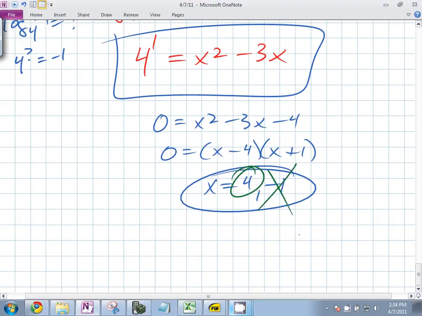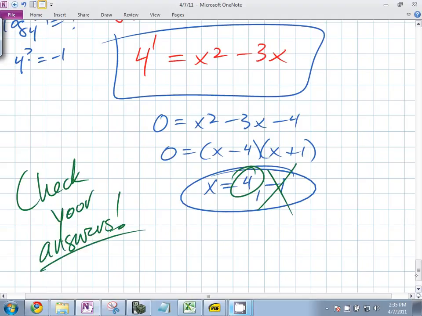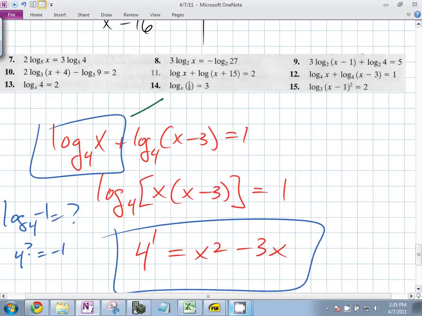Check your answers. I plugged it into the original question. I plugged it in just to the first part, because even if you could plug in -1 right there, which you can, can you plug in -1 to log base 4 of x? No, you can't plug it in, because can you raise 4 to a power and get a negative number? 4 to any power will be positive. You can never generate a negative.